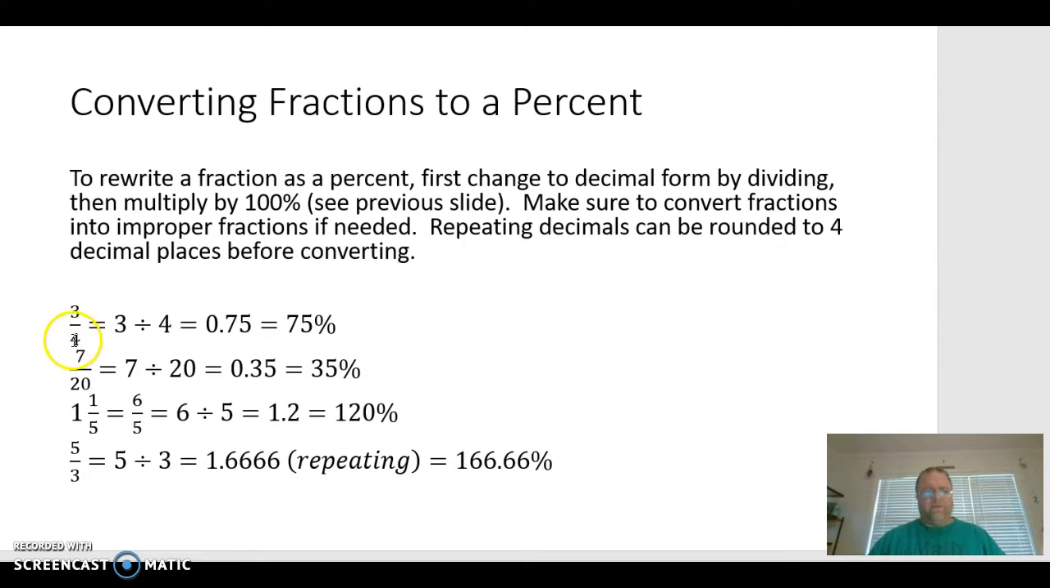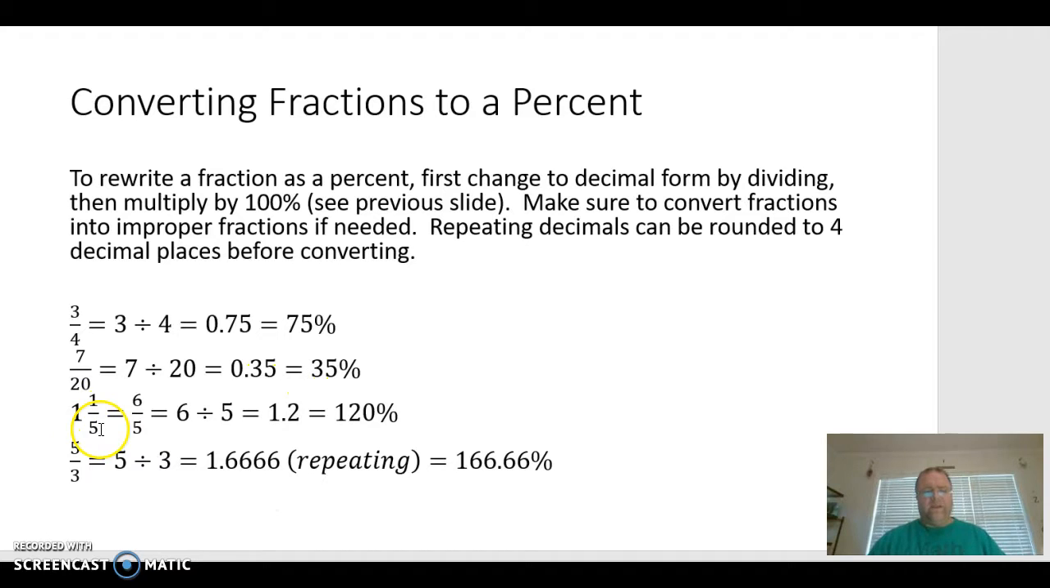So the first one, we have the fraction 3/4. So we take the numerator, we divide it by the denominator, we get 0.75. And then to convert that to a percent, we just move the decimal place 2 to the right, so that's 75%. 7 over 20 is 7 divided by 20, which is 0.35, which is 35%.